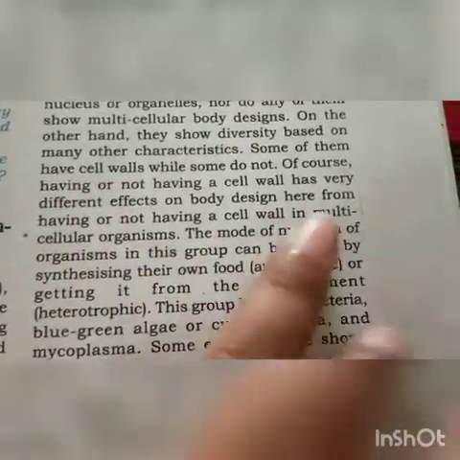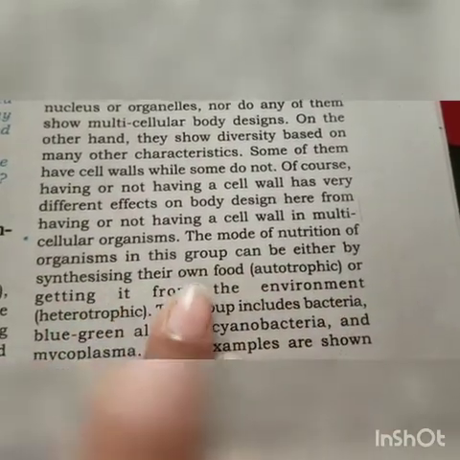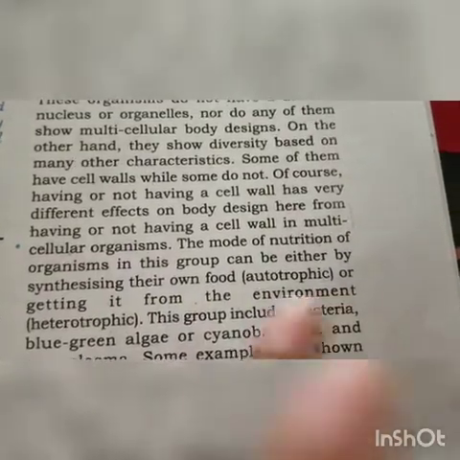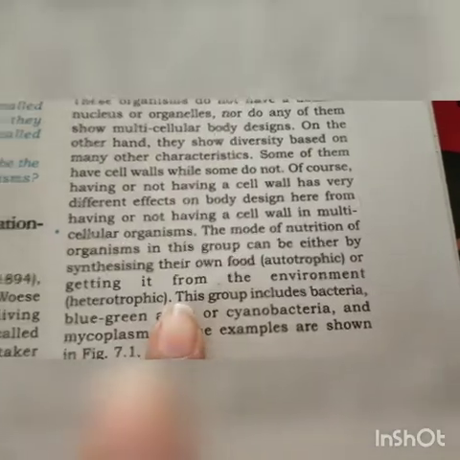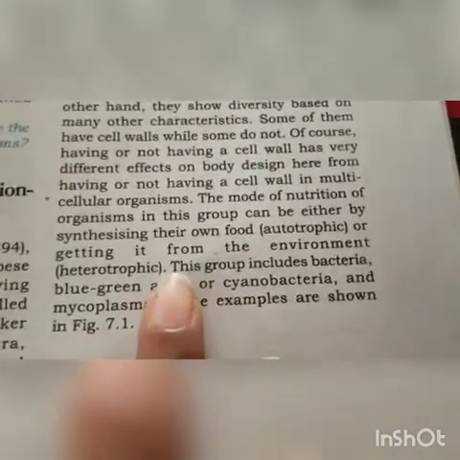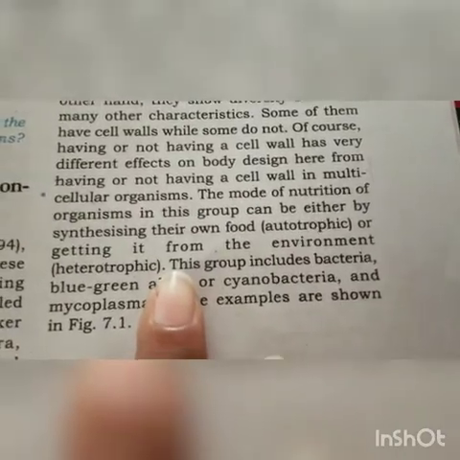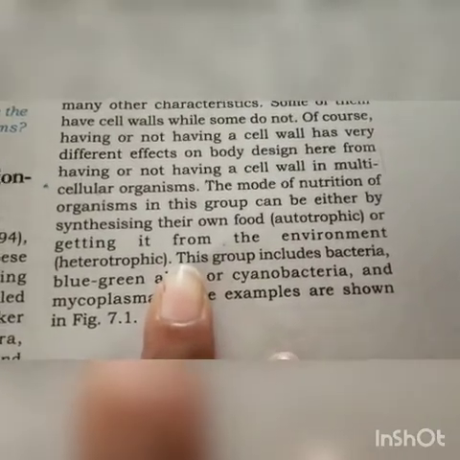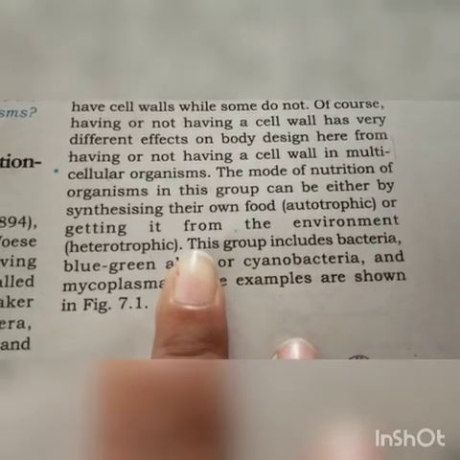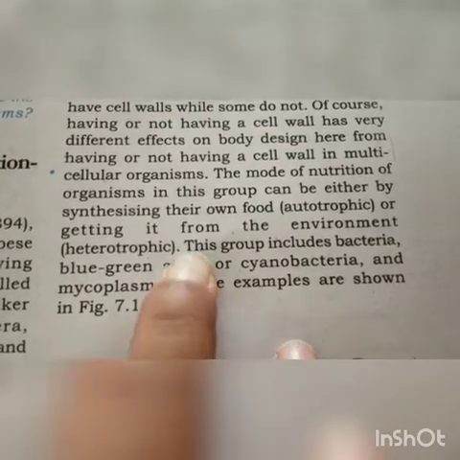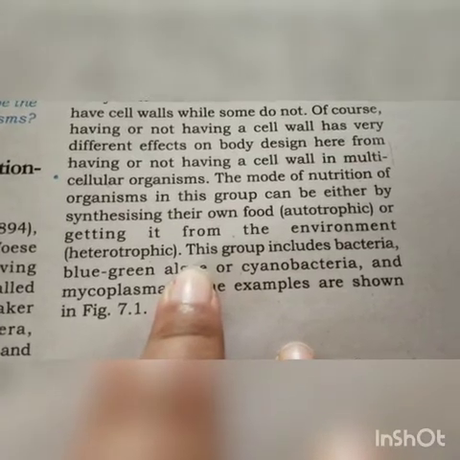The mode of nutrition of organisms in this group can be either by synthesizing their own food, that is autotrophic, or getting it from the environment, that is heterotrophic. So the first characteristic is that some have a cell wall, or some do not have a cell wall. The second one is their mode of nutrition. Some can synthesize or prepare their own food, and they are known as autotrophic. Others take food from the environment, and they are known as heterotrophic.